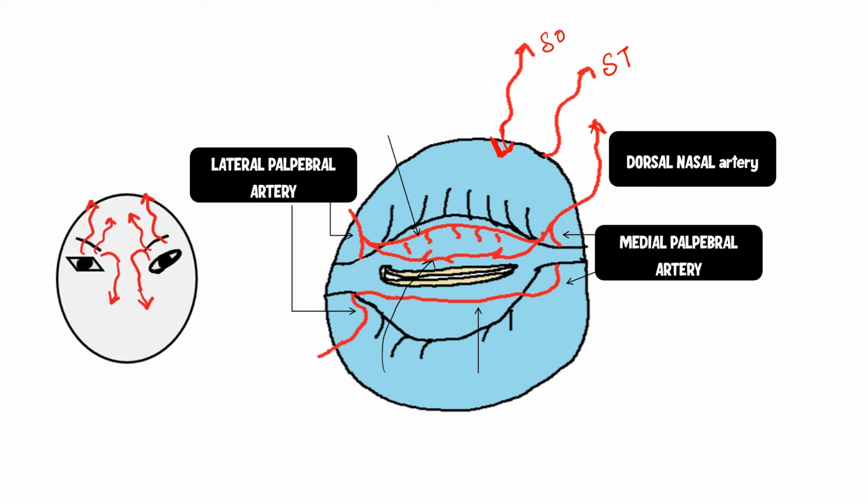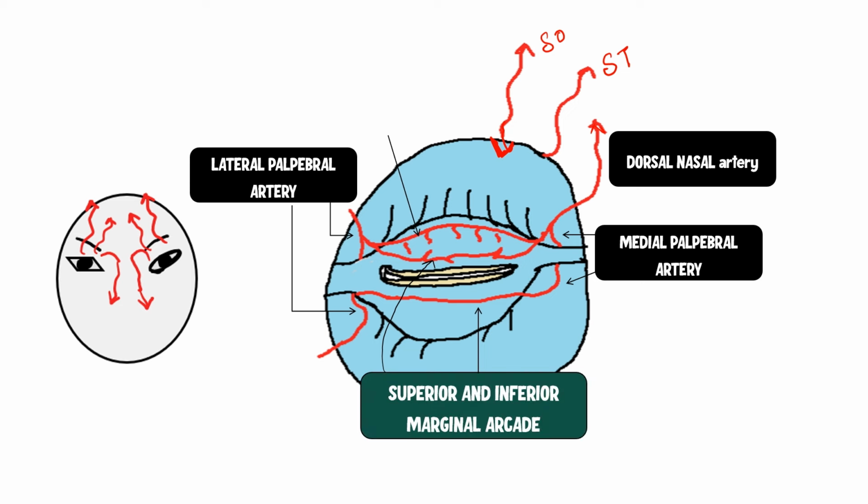At the same time, do you remember I mentioned that we have a lateral palpebral artery which is coming from the lacrimal artery, which originates in the lateral aspect of the ophthalmic artery in the lateral compartment of the orbit. Now, the lateral palpebral artery and the medial palpebral artery are going to form two arcades near the lid margin, and these arcades are called the superior and the inferior marginal arcade.